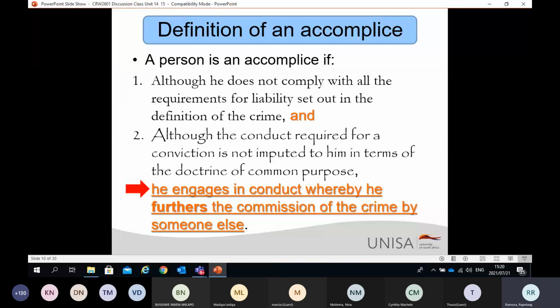And the same thing applies with accomplice liability. There are keywords, crucial words that we're looking for. The person does not comply with the definition. The conduct cannot be imputed by virtue of the doctrine of common purpose, but they nevertheless further the commission of the crime by someone else. That would be how you identify somebody as an accomplice. So you can't just conclude this is a perpetrator, this is an accomplice, without applying the principles and the key words that are in these definitions.